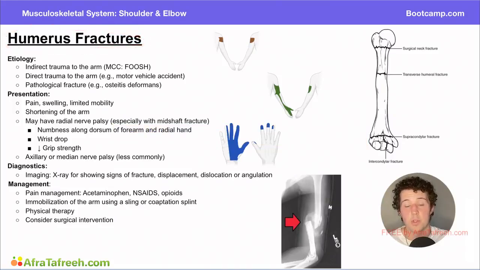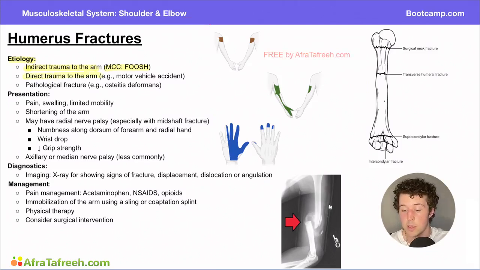Let's get into it. We'll start with the etiology, and a very common cause of humerus fractures will be indirect trauma to the arm, with the most common cause being falling on an outstretched hand. This kind of fracture is more common in older populations, and part of that is because older people often have less dense bones, and so something like falling onto your hands can be enough trauma to travel up the arm and fracture the humerus. Additionally, there could be a direct trauma to the arm.